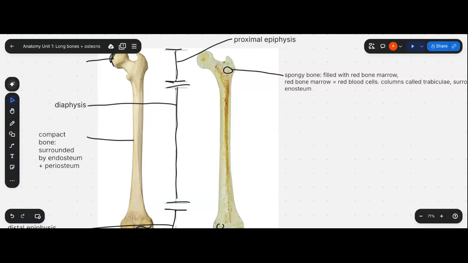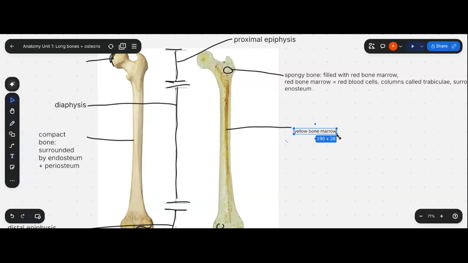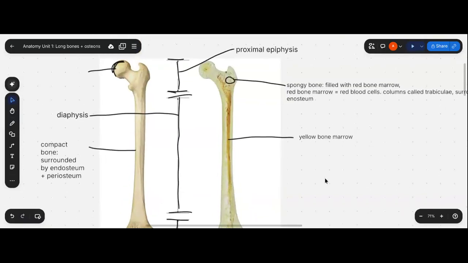Another thing about this diaphysis portion is that in the center, you are going to have yellow bone marrow. So that is where you would find yellow bone marrow. That's the only place within this long bone. So it goes red bone marrow, yellow bone marrow, and then red again at the distal epiphyses.